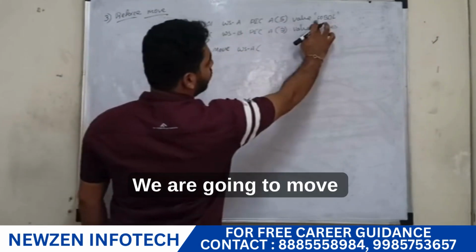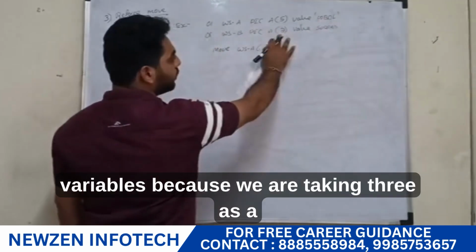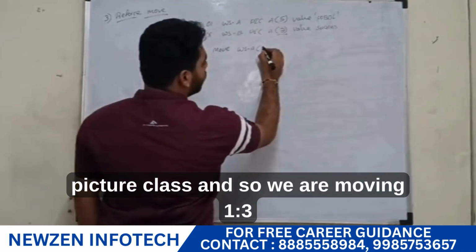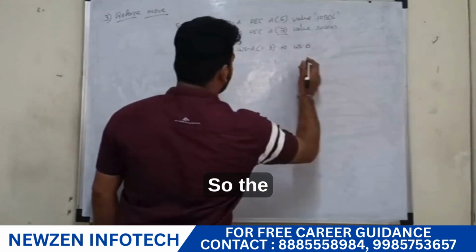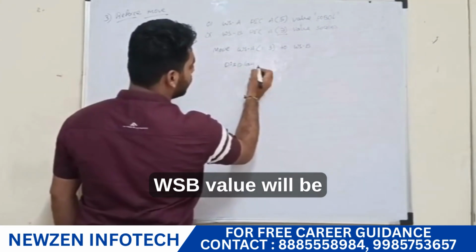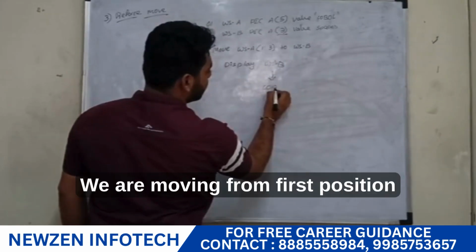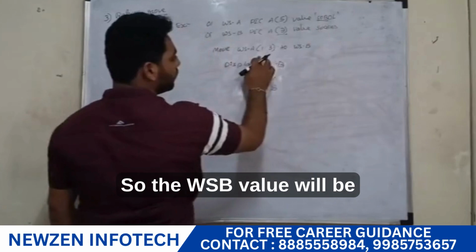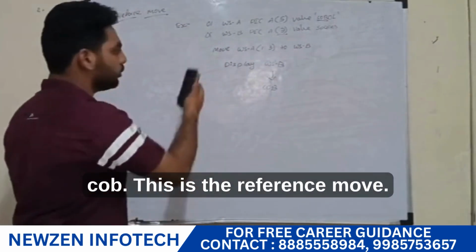WSA(1:3) to WSB. We are going to move the particular three characters because we are taking 3 as the picture clause length. So we are moving 1:3 to WSB. So the WSB value will be, display WSB, COB. We are moving from the first position, 3 characters, so the WSB value will be COB. This is the reference move example.